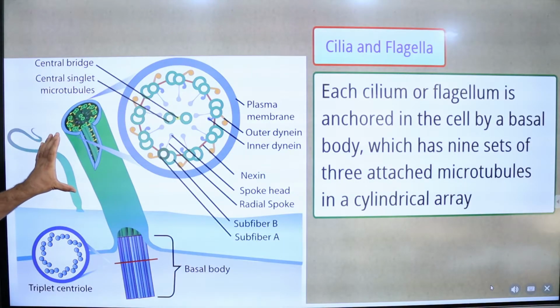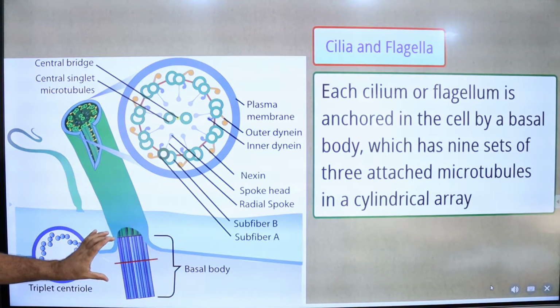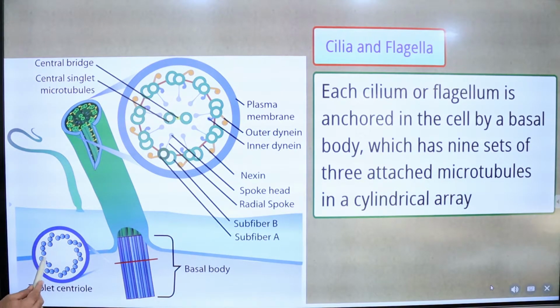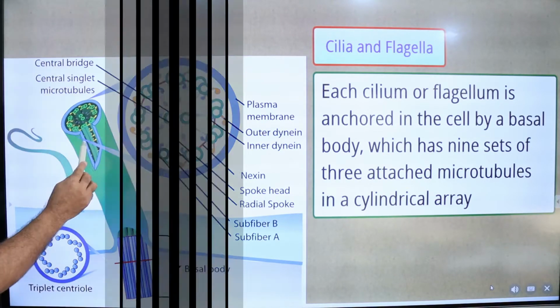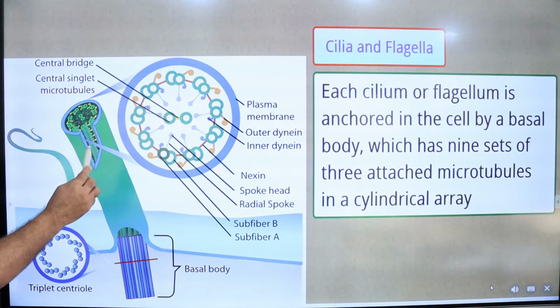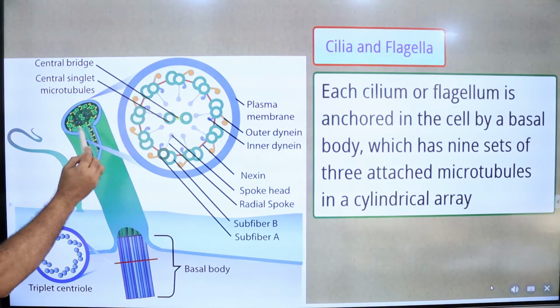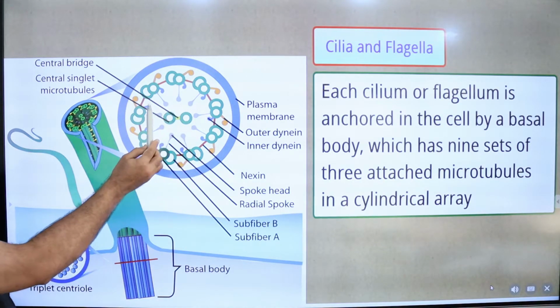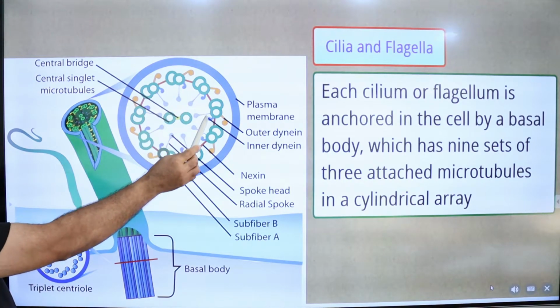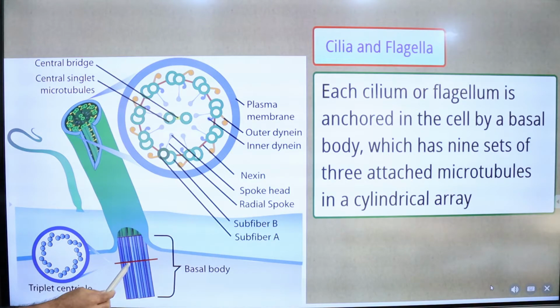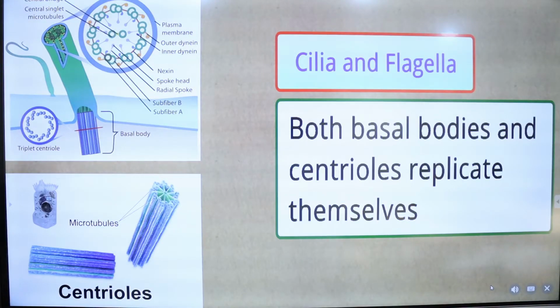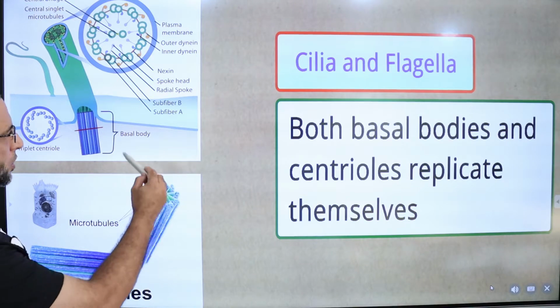Each cilium or flagellum is anchored in the cell by a basal body which has 9 sets of 3 attached microtubules in cylindrical array. But the cilium and flagellum itself has 9 sets of 2 attached microtubules in a cylindrical array, whereas the basal body has 9 sets of 3 attached microtubules in a cylindrical array. Both basal bodies and centrioles replicate themselves.